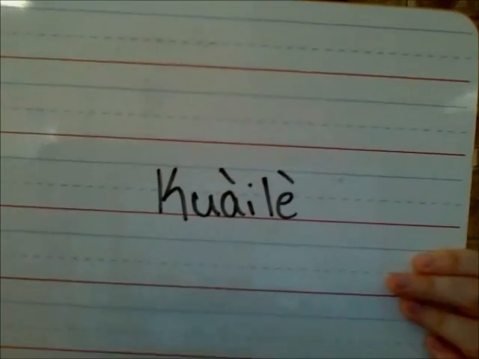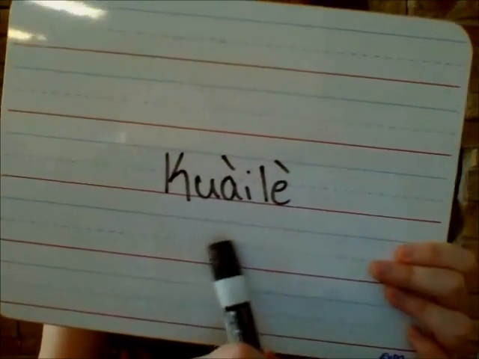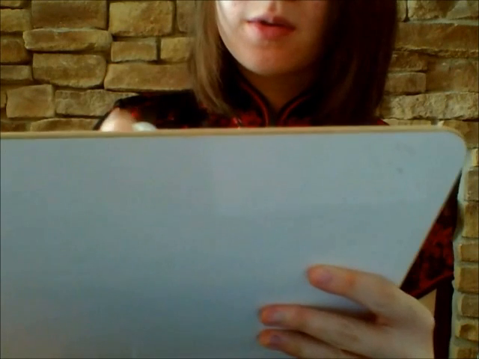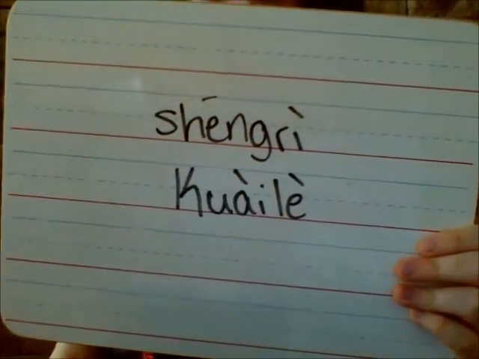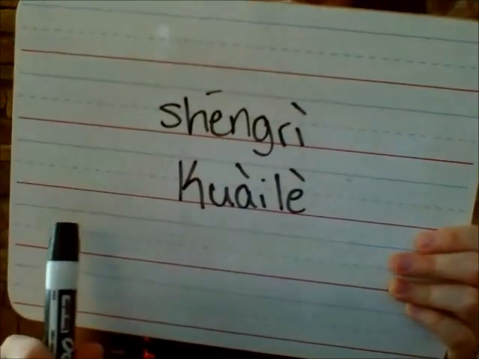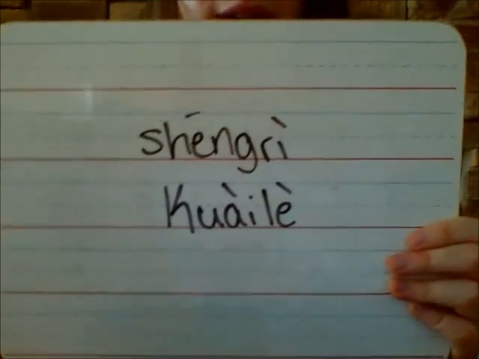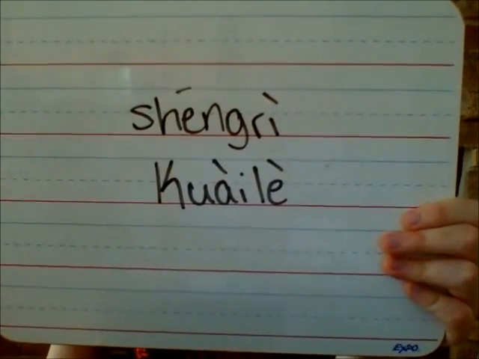Kuai le means happy. So you could treat this as two separate words, kuai and le. Kuai le. Now you can combine the word happy, kuai le, with other words. For example, Sheng Ri. Sheng Ri means birthday. So Sheng Ri Kuai Le. Happy birthday. Although, birthday happy. Sheng Ri Kuai Le. Say a little bit slower. Sheng Ri Kuai Le.